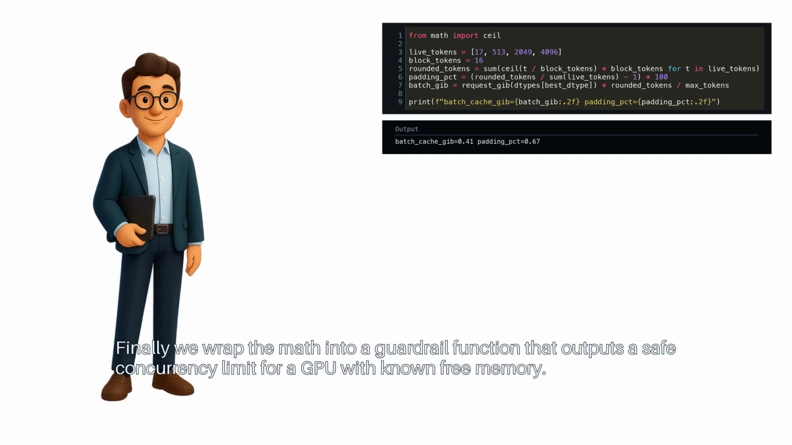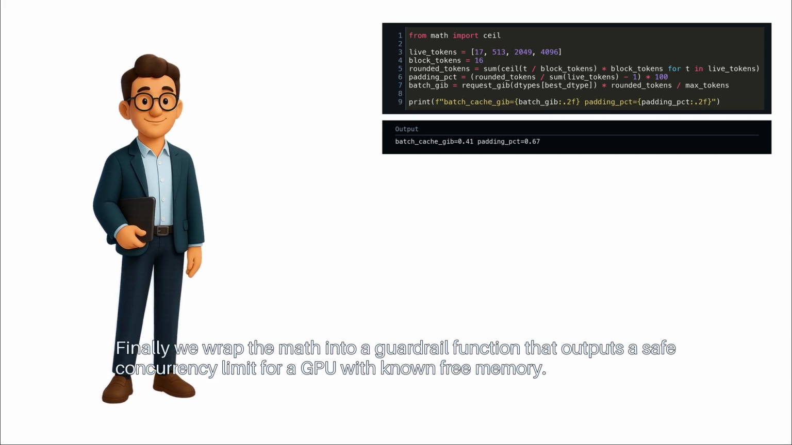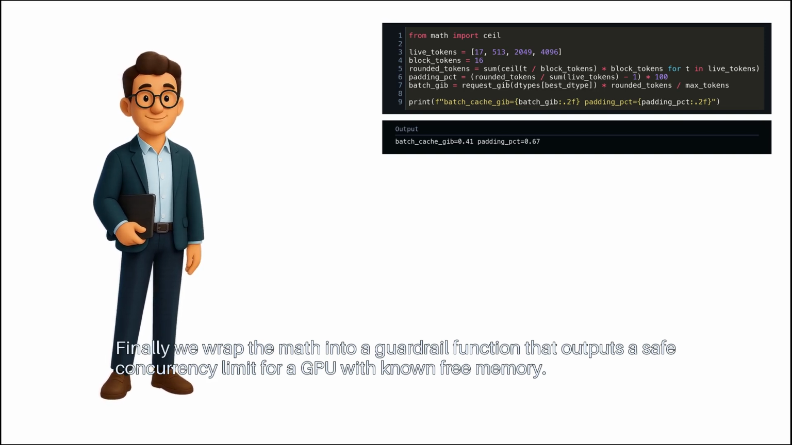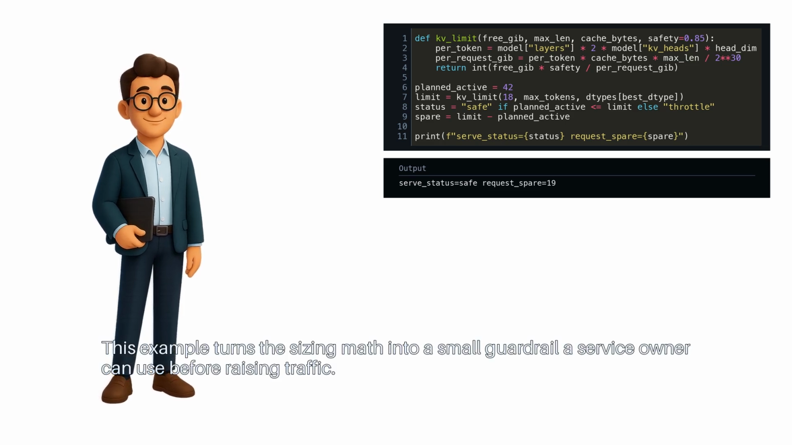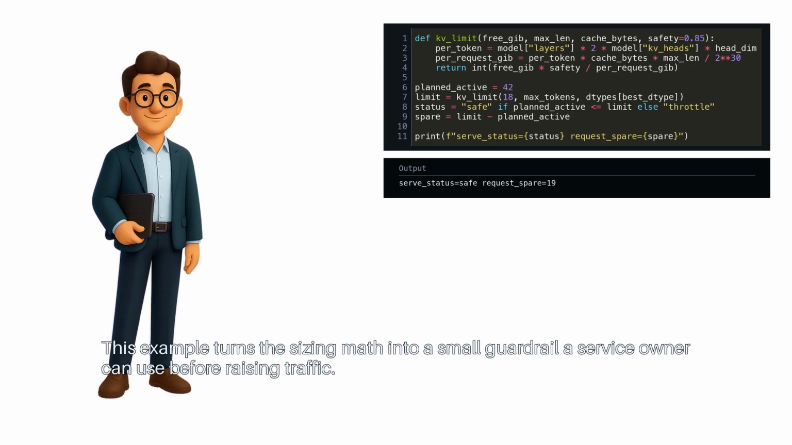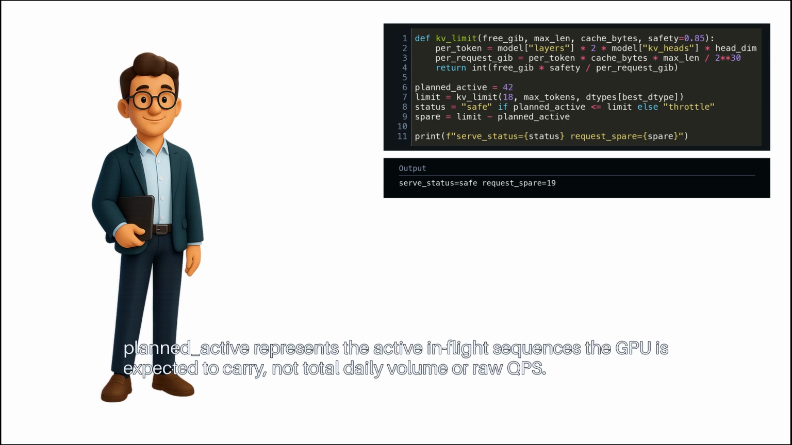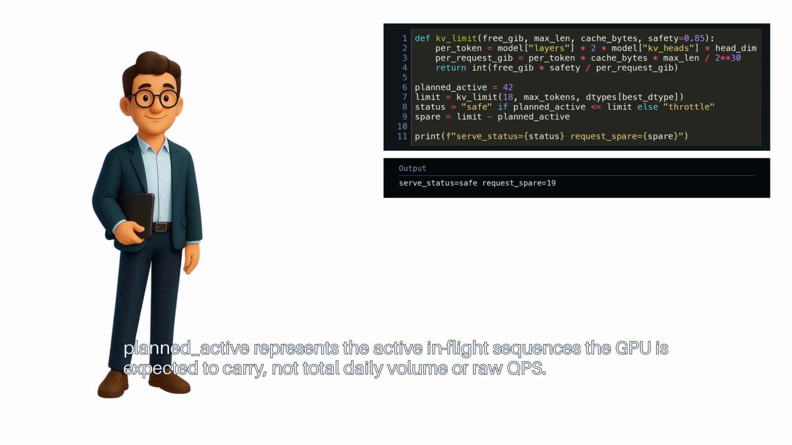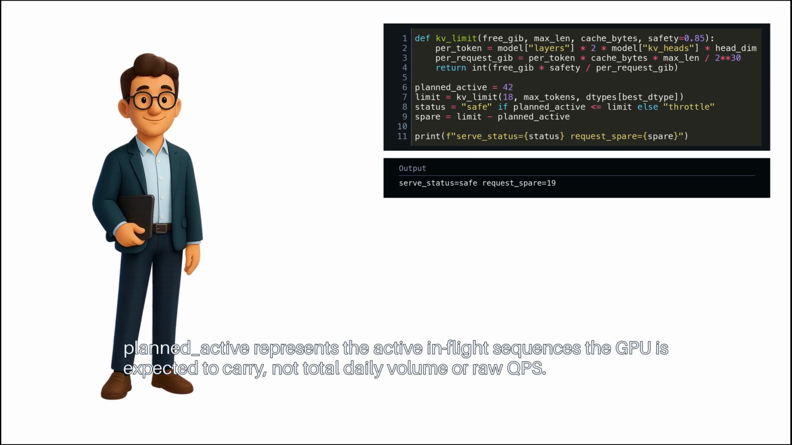Finally, we wrap the math into a guardrail function that outputs a safe concurrency limit for a GPU with known free memory. This example turns the sizing math into a small guardrail a service owner can use before raising traffic. Planned active represents the active in-flight sequences the GPU is expected to carry, not total daily volume or raw QPS.